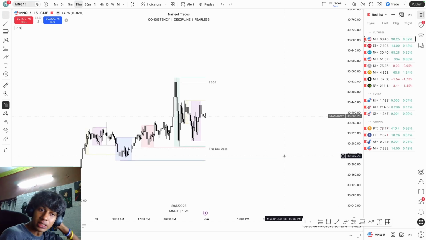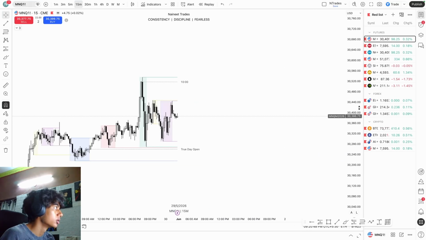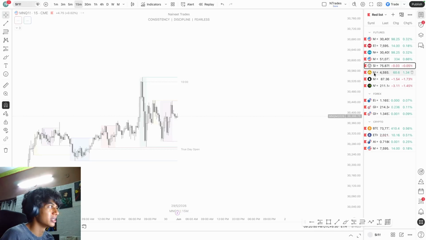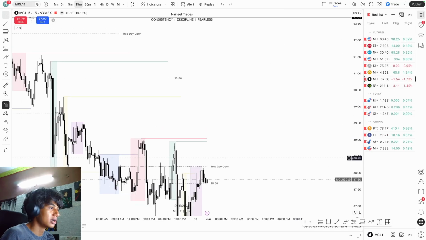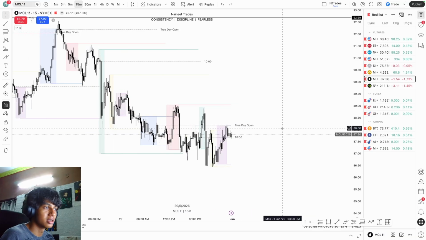So that is something you guys need to know about NQ and MNQ. So these are all the pairs which you need to know and trade. And yeah, that is beginner level futures stuff जो आपको जाना चाहिए.